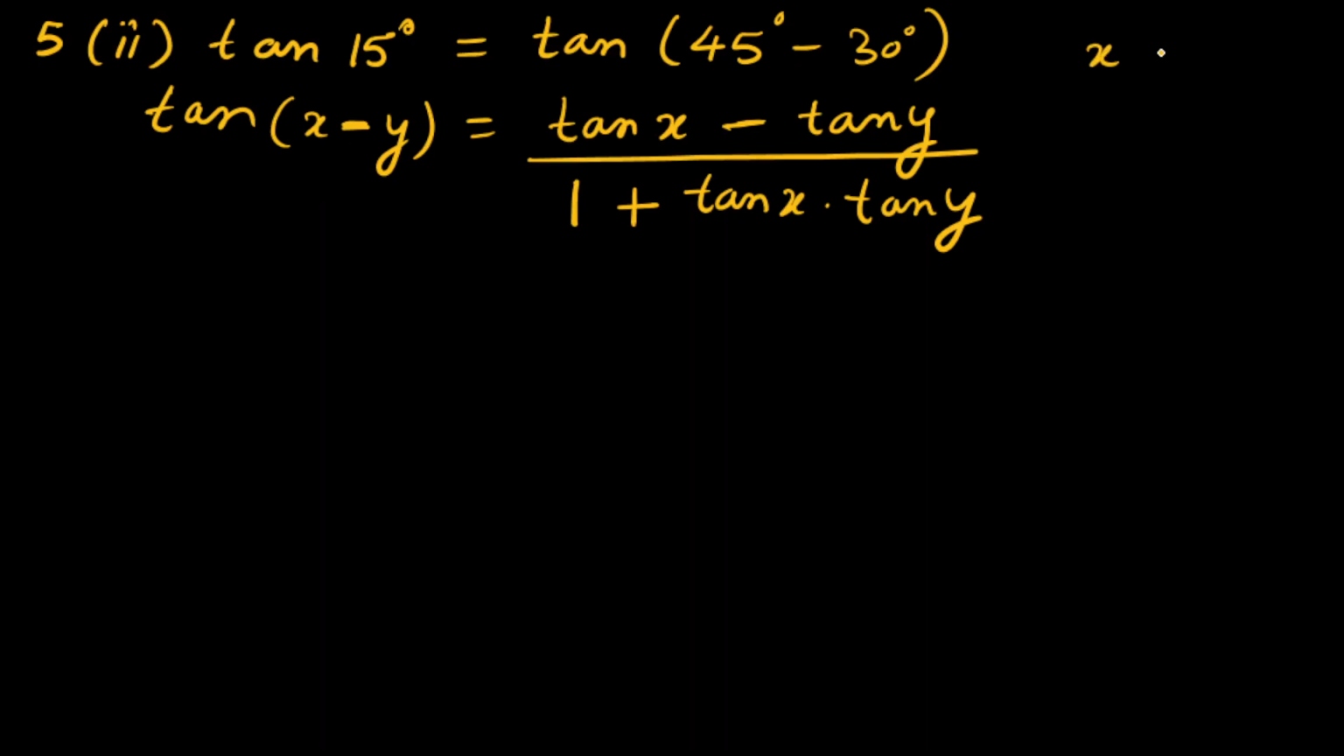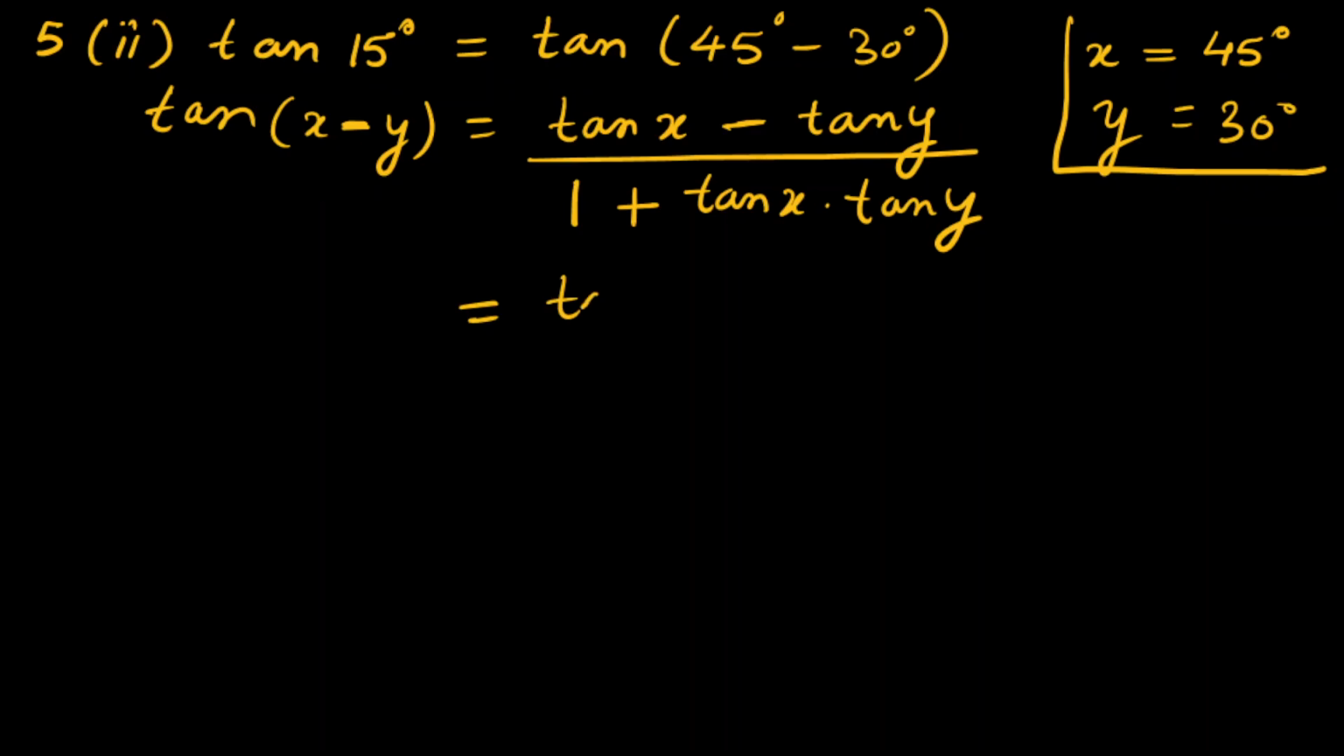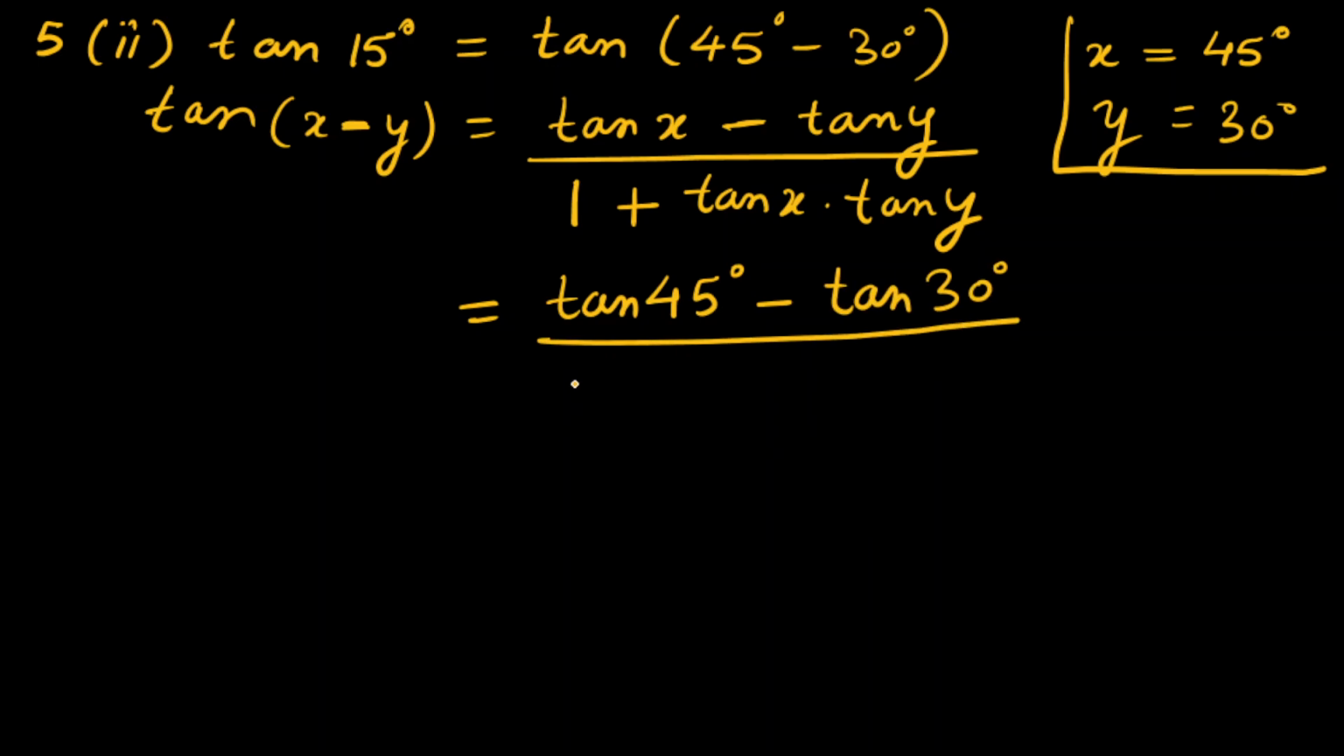Now what is the value of x and y? X is equal to 45 degrees, y is equal to 30 degrees. We can always write these values so that when we are substituting, there won't be any mistake. Tan x means tan 45, minus tan y means tan 30 degrees. Then 1 plus tan 45 degrees into tan 30 degrees. So we can write their values.